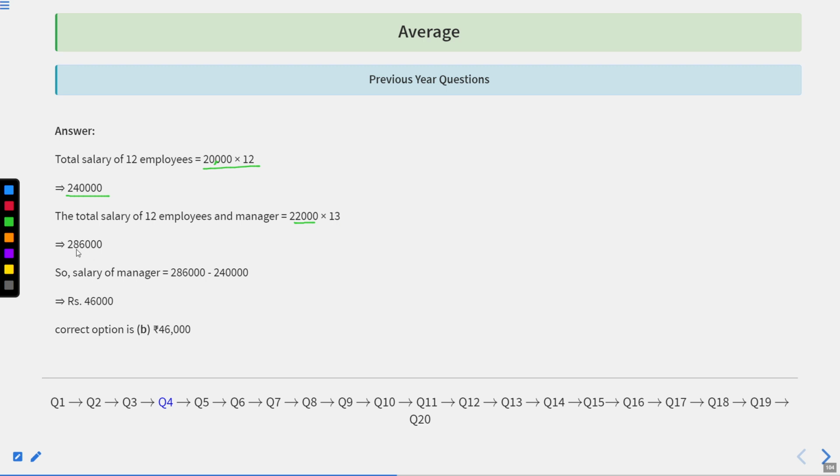So the new sum of salary of all the employees plus the manager is 2,86,000. So now the sum of salaries of 12 employees is known. Sum of salaries of manager plus 12 employees is known. And if I subtract the salary of 12 employees from the salary of 12 employees plus manager, definitely I will be left with the salary of manager. So the salary of manager is going to be 2,86,000 minus 2,40,000, which is equal to 46,000. So the correct option here is option number B, 46,000.